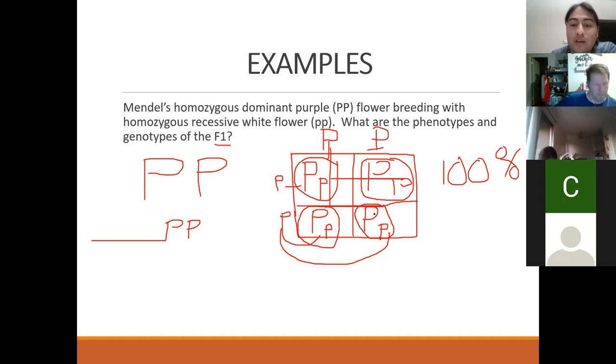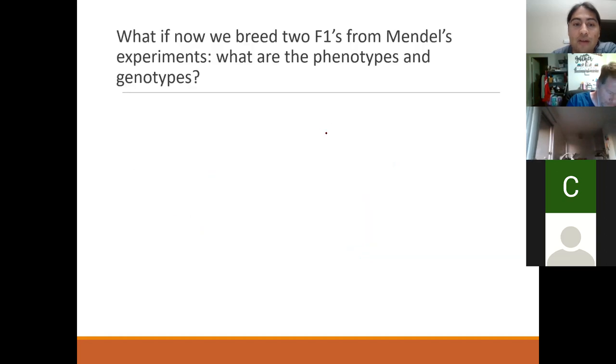So what Mendel was doing is, okay, I'm going to grab these heterozygous from this generation and let them self-fertilize with another heterozygous from the same generation. Instead of multiplying this by this, he was crossing one heterozygous by another heterozygous, right?